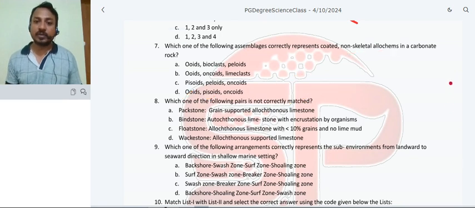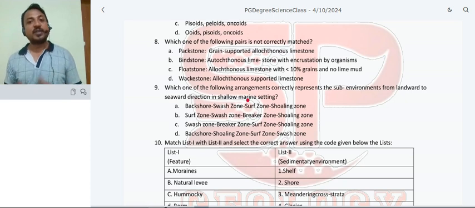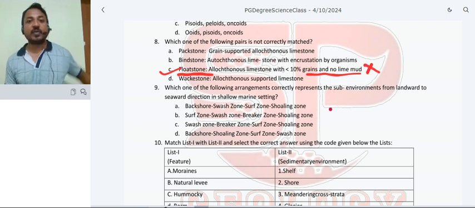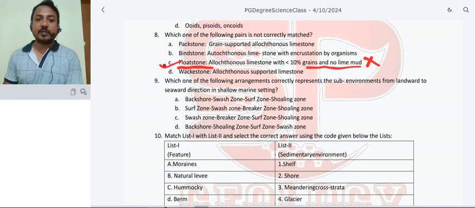Next comes the same classification question. Which one of the following pairs is not correctly matched? Backstone is grain supported, allochthonous limestone. It is correct. Bindstone is autochthonous limestone with encrusting organisms, like coral or stromatolites. Then floatstone, allochthonous limestone with less than 10% grain and no limestone. So floatstone has mud support, so it has a greater amount of mud. So this is the incorrect option. The next one, allochthonous supported limestone, is correct. The answer will be C.